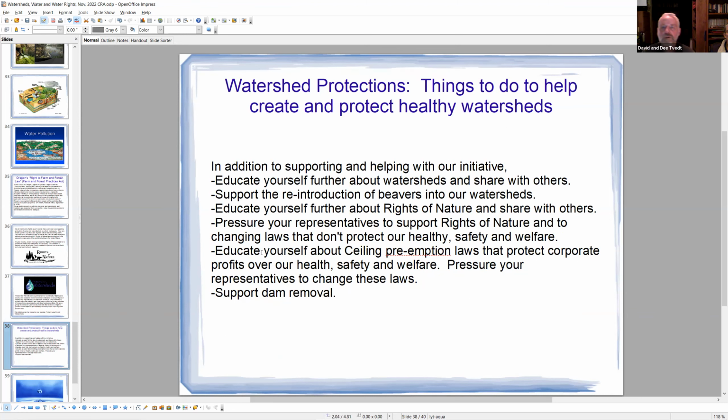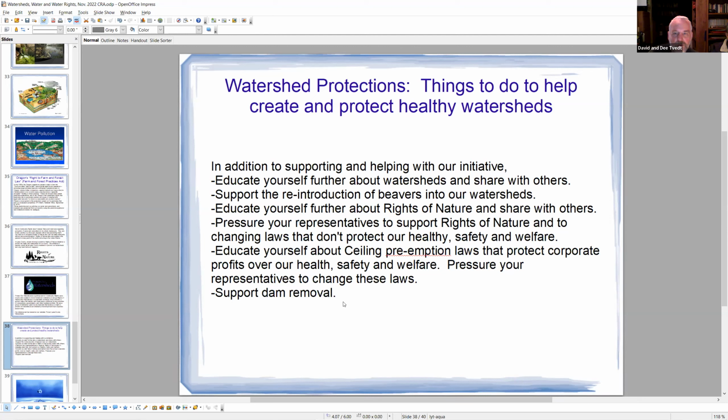And some watershed protections, things to do to help create and protect watersheds. And I will end with going through this briefly and then welcoming your thoughts on other ways we can help create healthy watersheds and protect healthy watersheds. So in addition to supporting and helping with our initiative, educate yourself further about watersheds and share with others. Support the reintroduction of beavers into our watersheds.